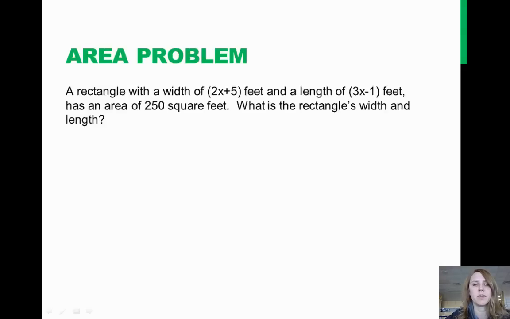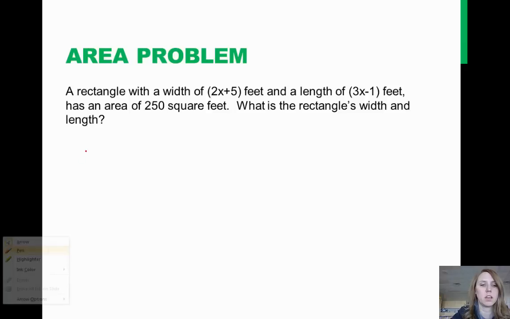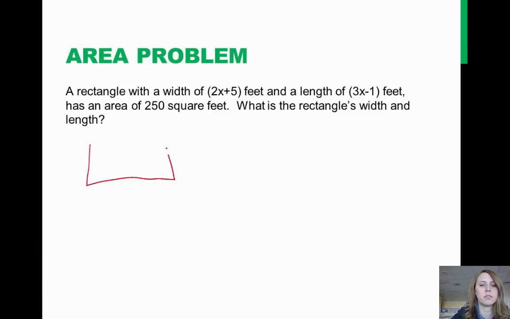Okay, so here we have an area problem. A rectangle with a width of 2x plus 5 and a length of 3x minus 1 feet has an area of 250 square feet. So let's draw this rectangle. We have 2x plus 5, and we have 3x minus 1.